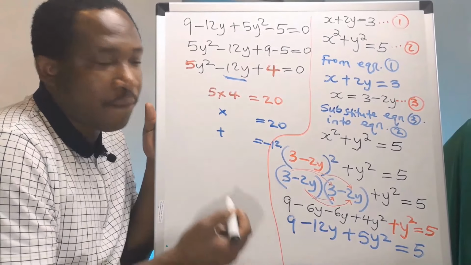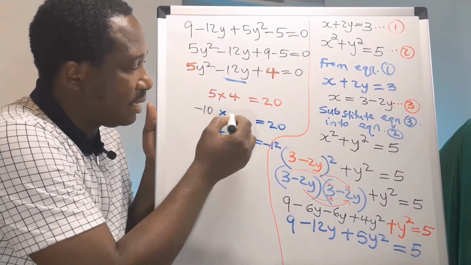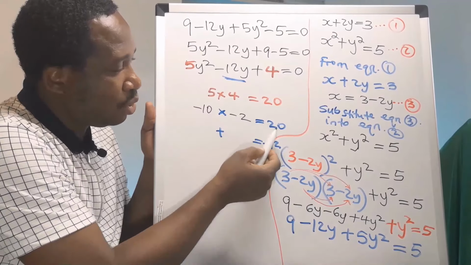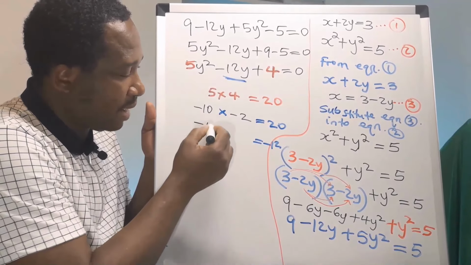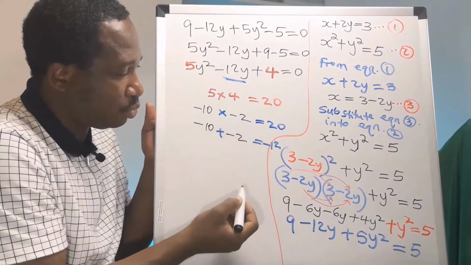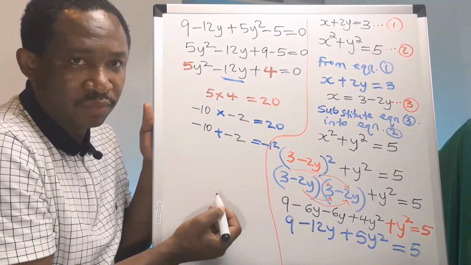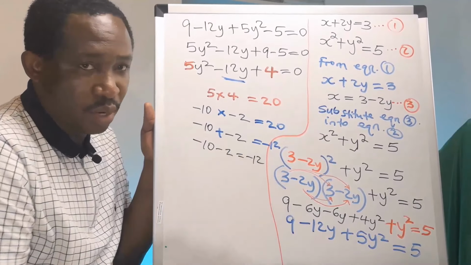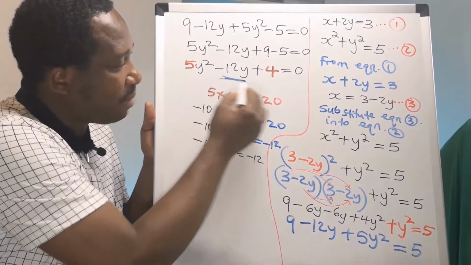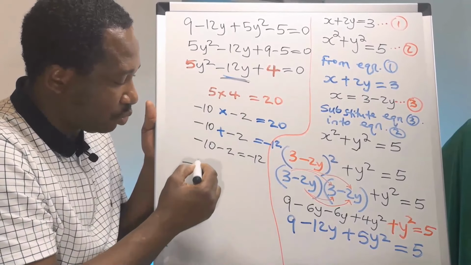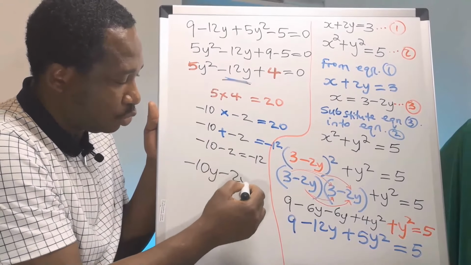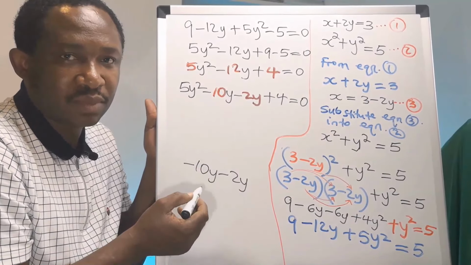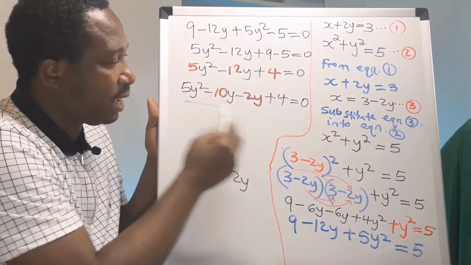The two numbers are minus 10 and minus 2. Minus 10 multiplied by minus 2 will give you 20. And minus 10 plus minus 2 will give you minus 12. That is, minus 10 minus 2 is minus 12. Hence, instead of minus 12, I will replace it with what? Minus 10y minus 2y. Now, this is our new equation. Next, I will take it in pairs.